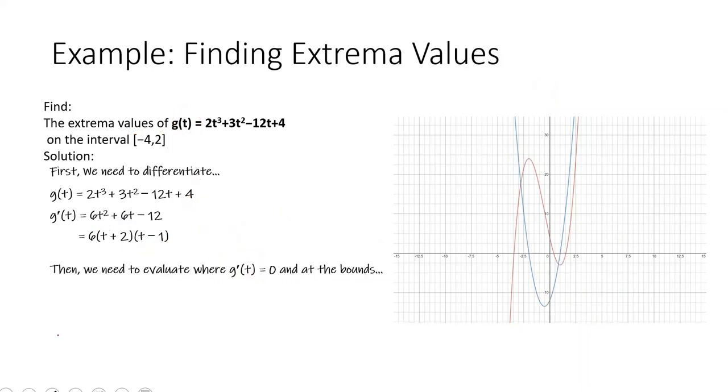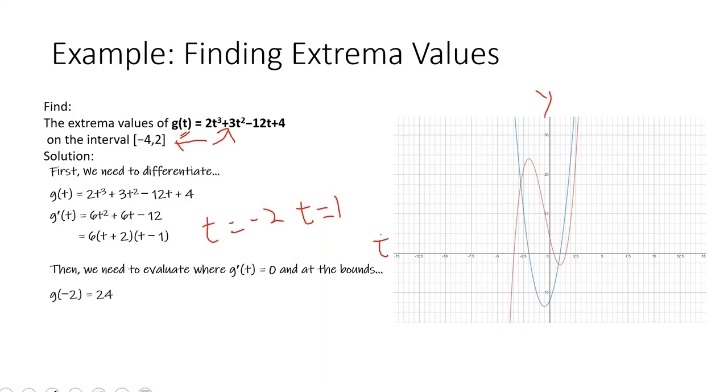Now, we can't just stop there. First we have to evaluate where g prime of t is equal to 0, and we also have to evaluate at the bounds. So that means we have to evaluate g of t at the bounds -4 and 2. We're going to plug these two values into this equation right here, and we're also going to plug in the values t equals -2 and t equals 1 into g of t and see which ones are going to be the largest or smallest values.